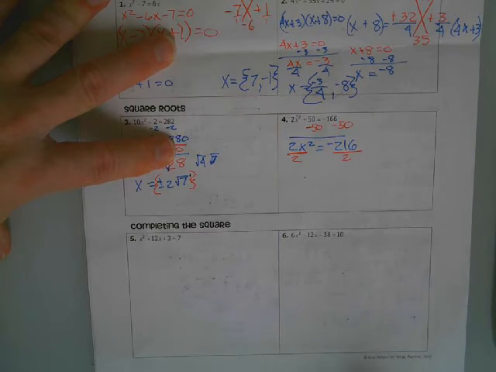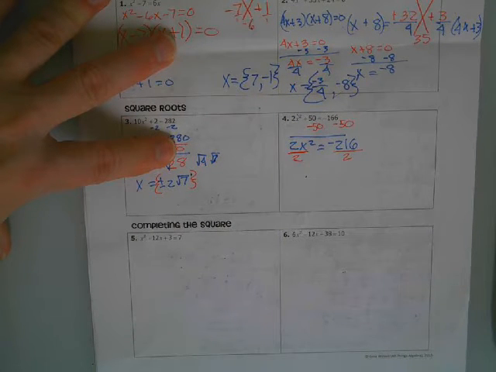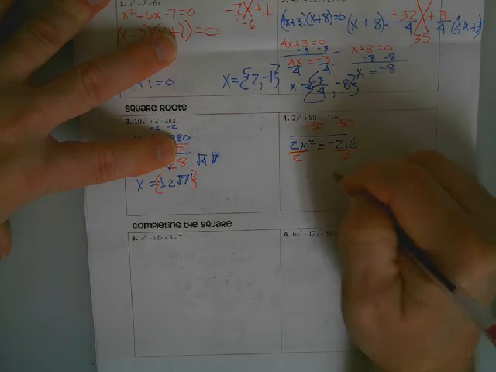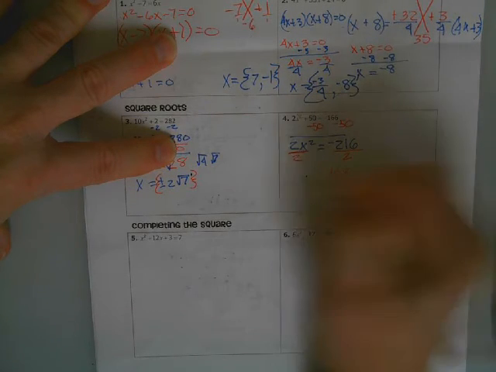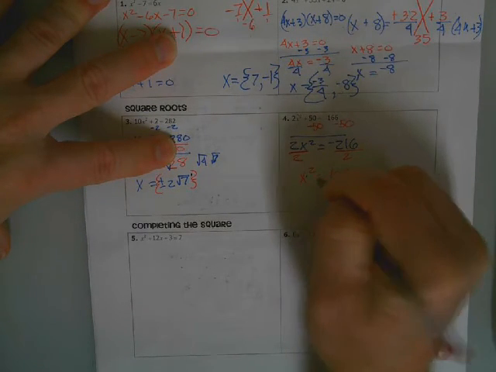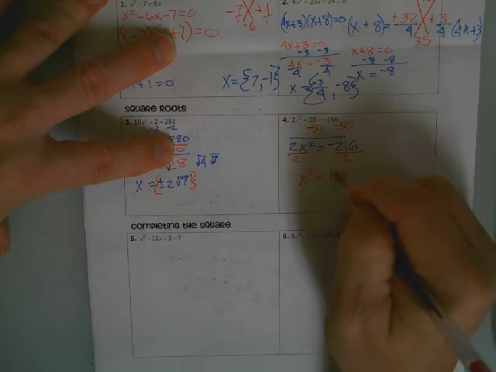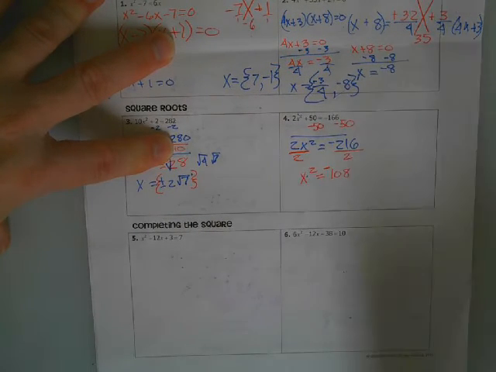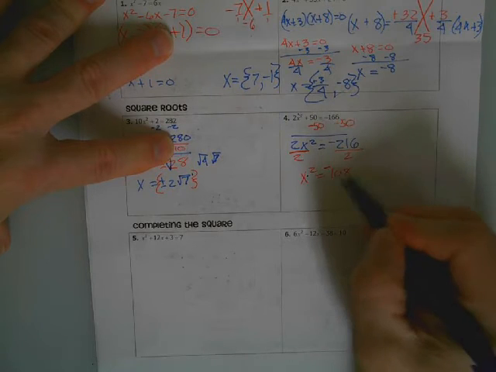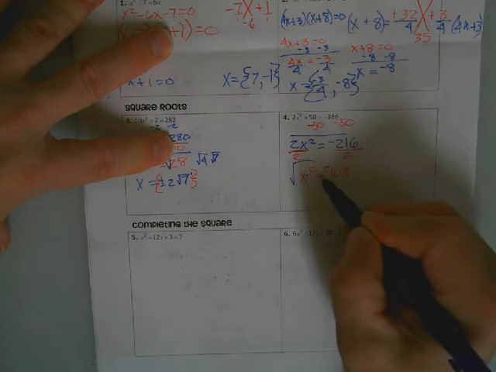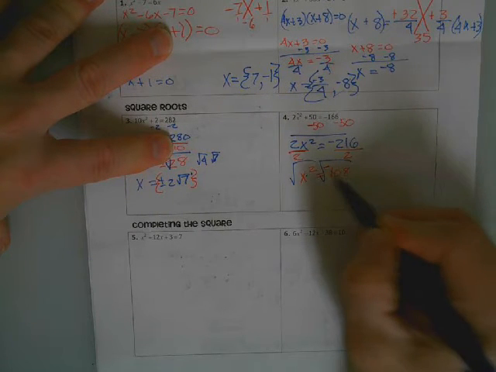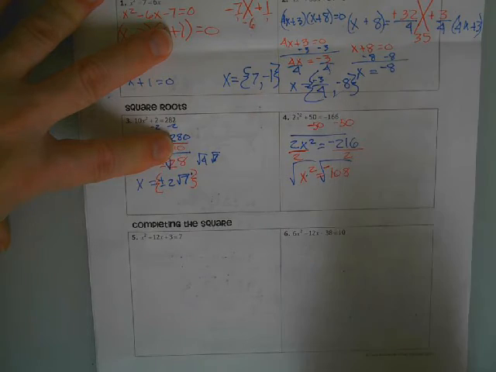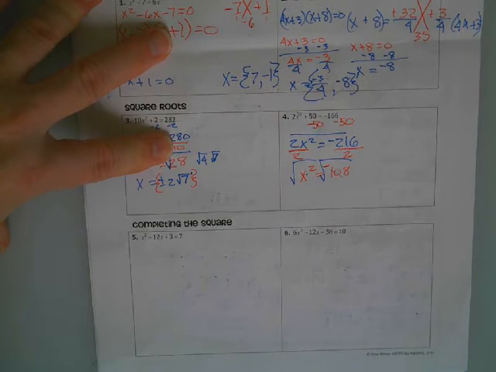If I divide by 2, we get 108 is equal to x squared, negative 108 rather. Now my last step would be to take the square root of both sides. I have to factor this into something that has a perfect square root.